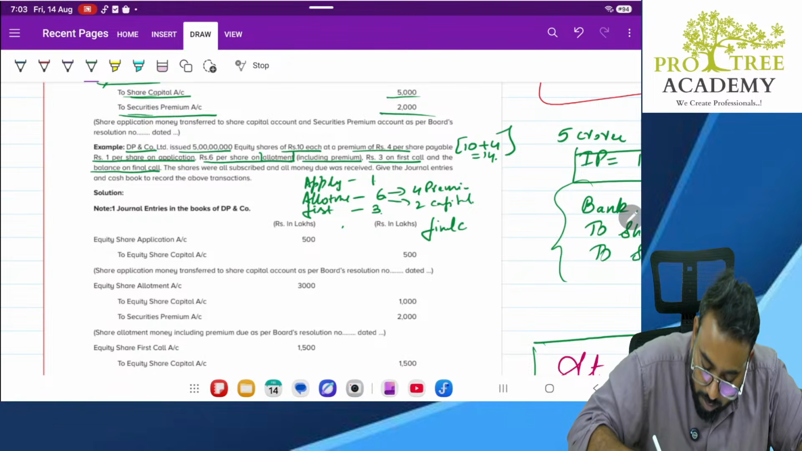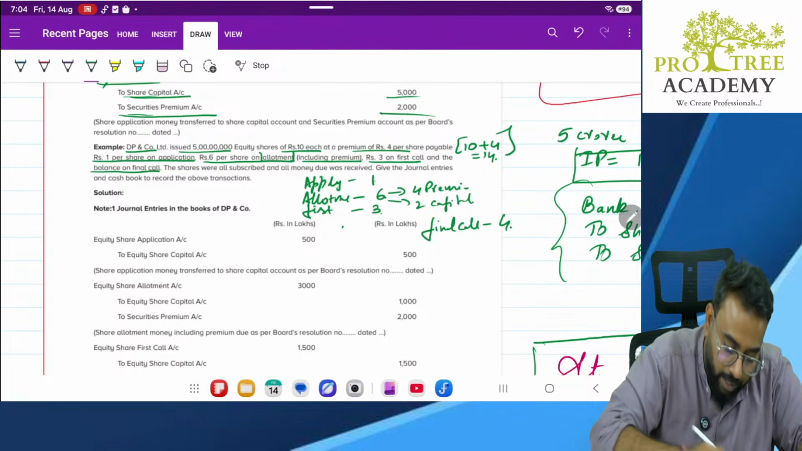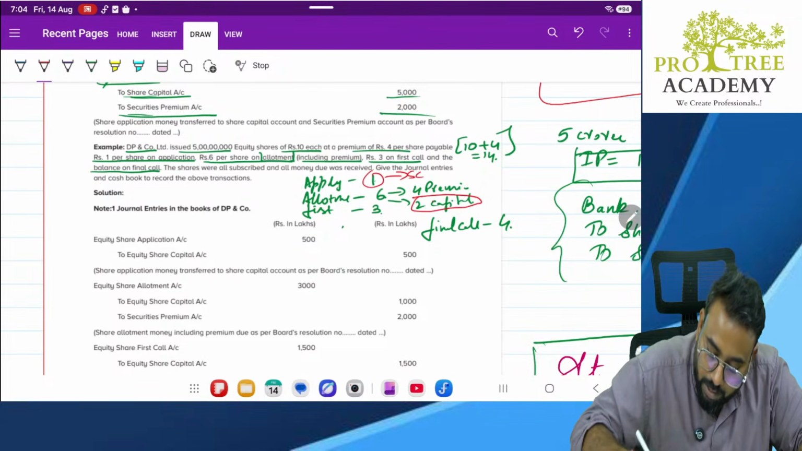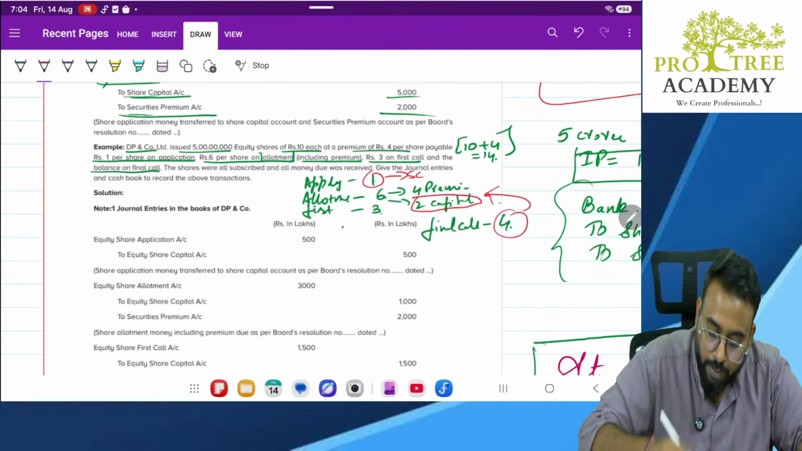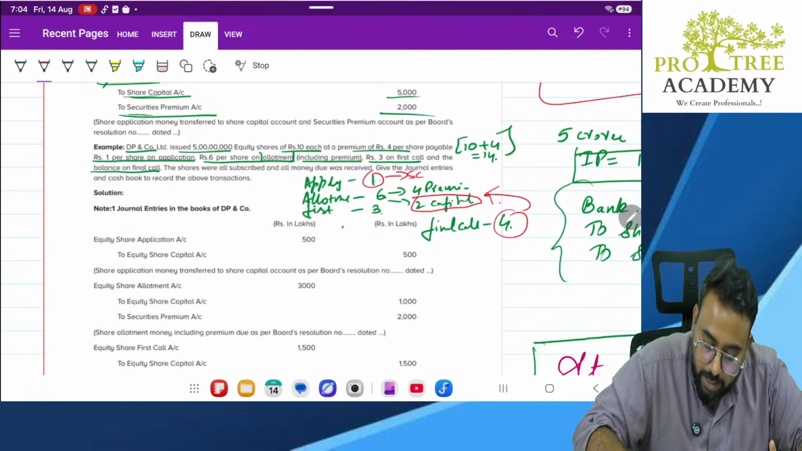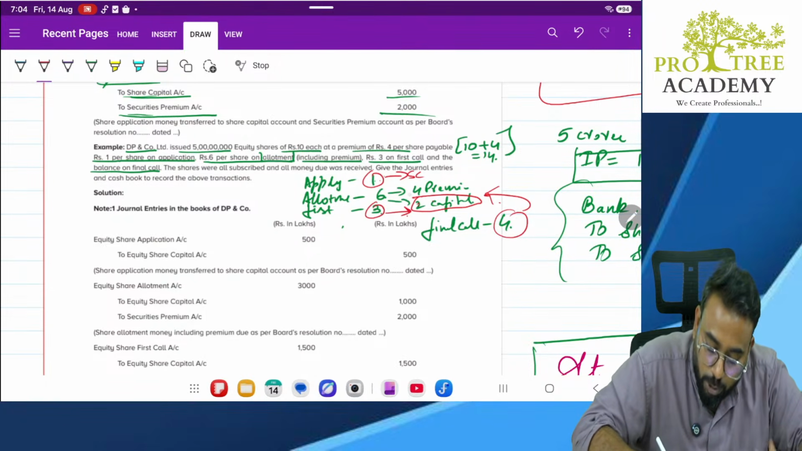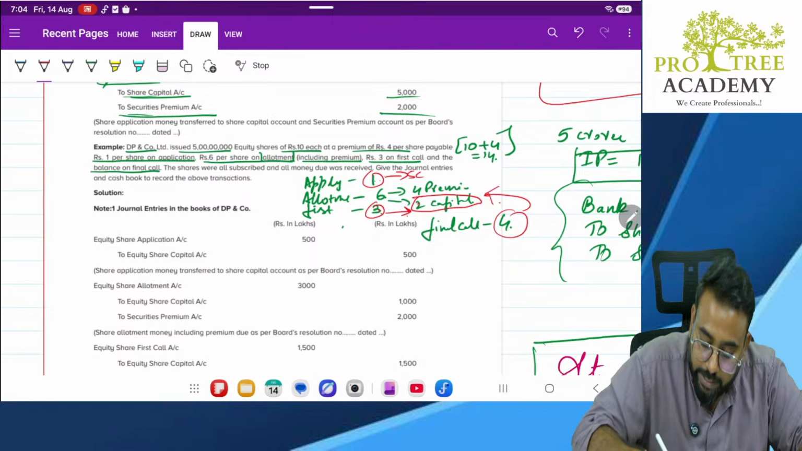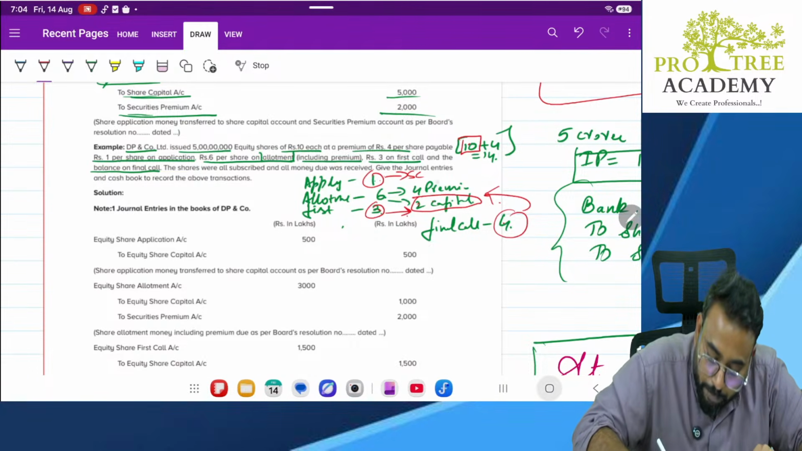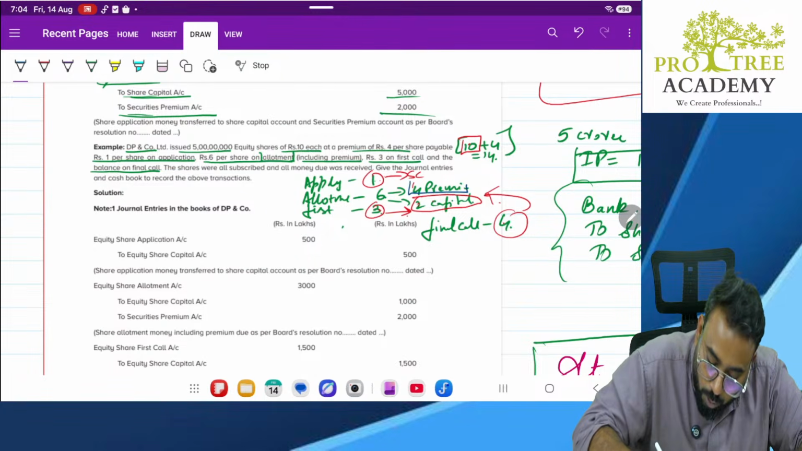Final call. How much? ₹4. This will go to capital. This will directly go to share capital. This will go to capital. This will also go to capital. So 1 plus 2, ₹3 capital. Correct? This will also go to capital. Clear? 1 plus 2 is ₹3. 3 plus 3 is ₹6. 6 plus 4, ₹10. So total ₹10 will go to capital and ₹4 will go to premium.